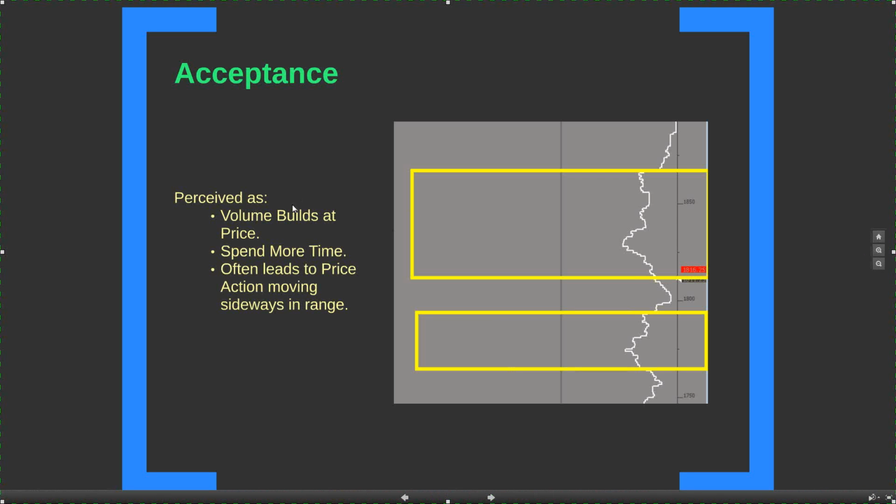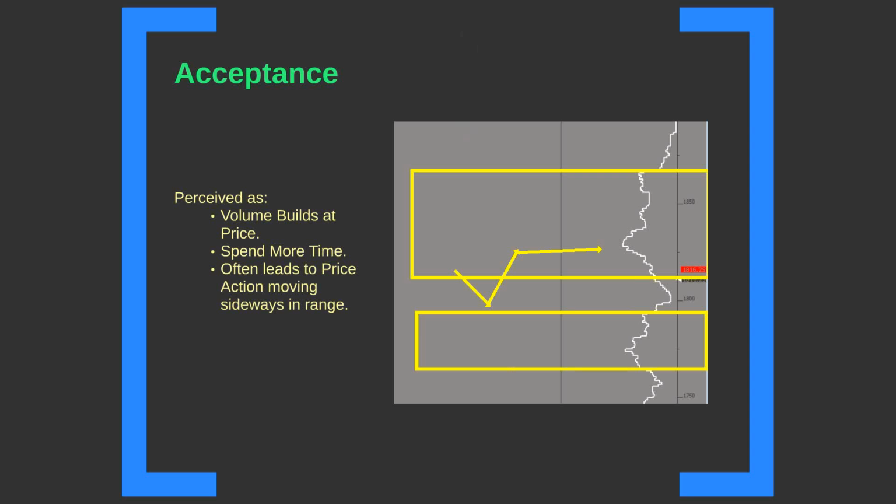So, perceived as acceptance is perceived as volume builds at price, spends more time at price. It often leads to the market moving sideways in a range. So there's a few things you can take from this. Firstly, if you're trading back into acceptance, you can expect the market to go into those areas. So I'm just drawing some arrows here. Let's draw them in blue so they stand out a little bit.